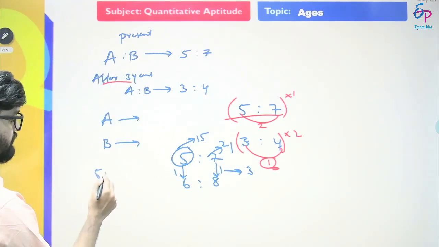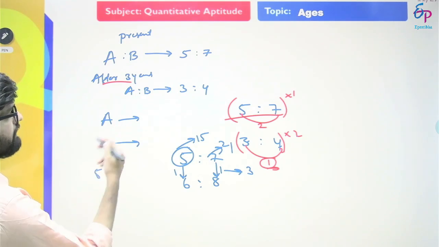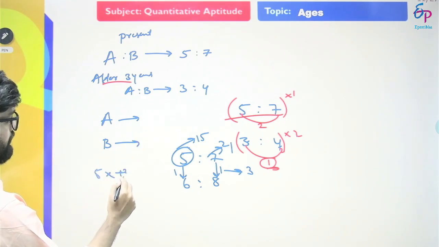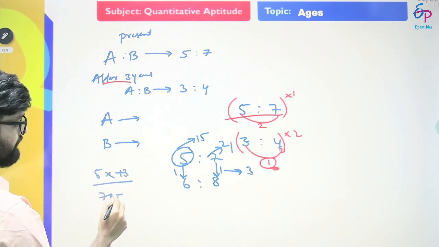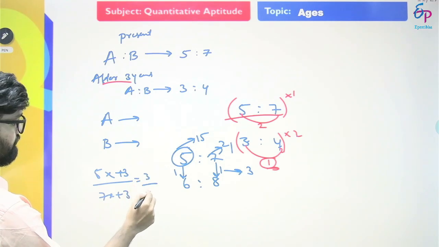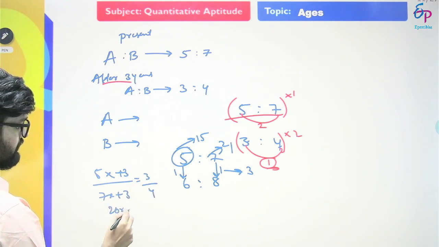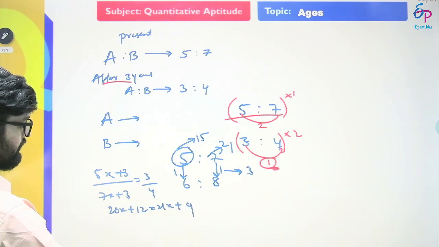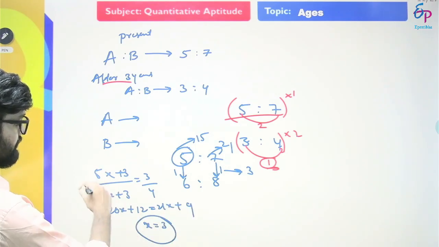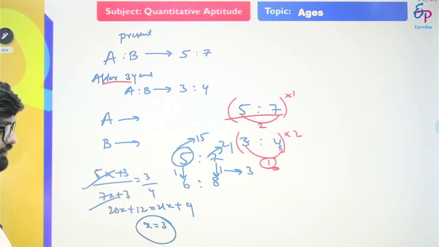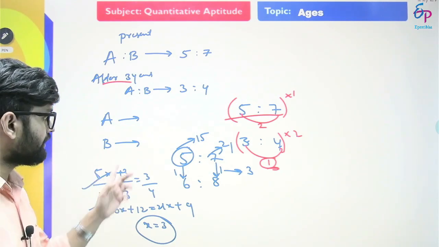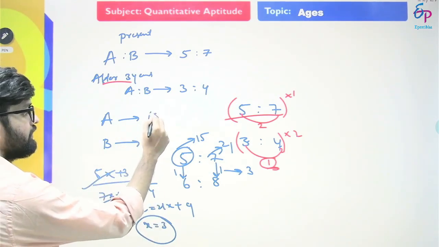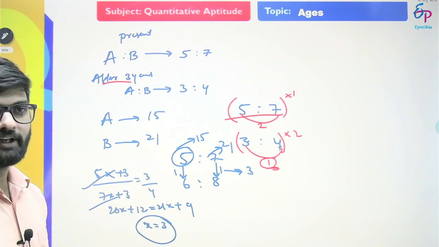This is 5x, and this is 7x. 5x plus 3 by 7x plus 3 is equal to 3 by 4. So 20x plus 12 is equal to 21x plus 9. X is equal to 3. X is equal to 3 means 5x is 15 and 7x is 21. 15 and 21 are the answers here. I hope it is clear.